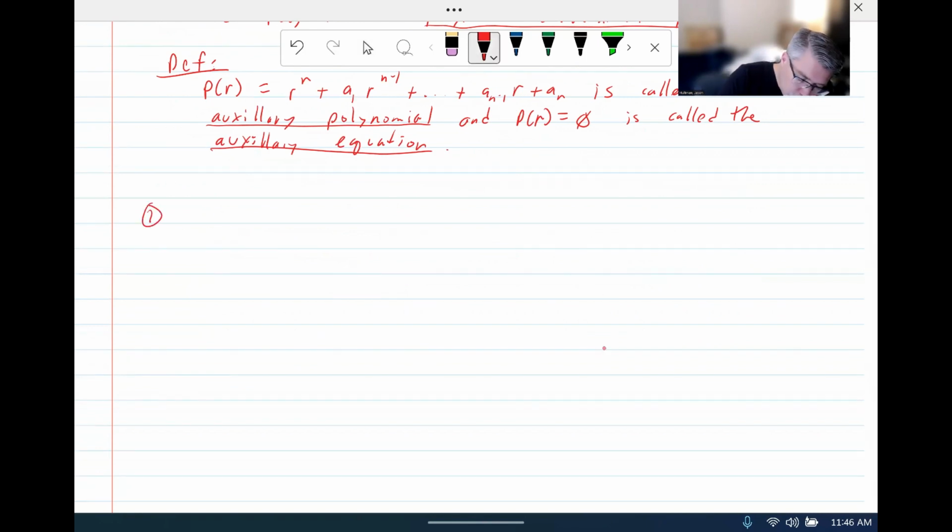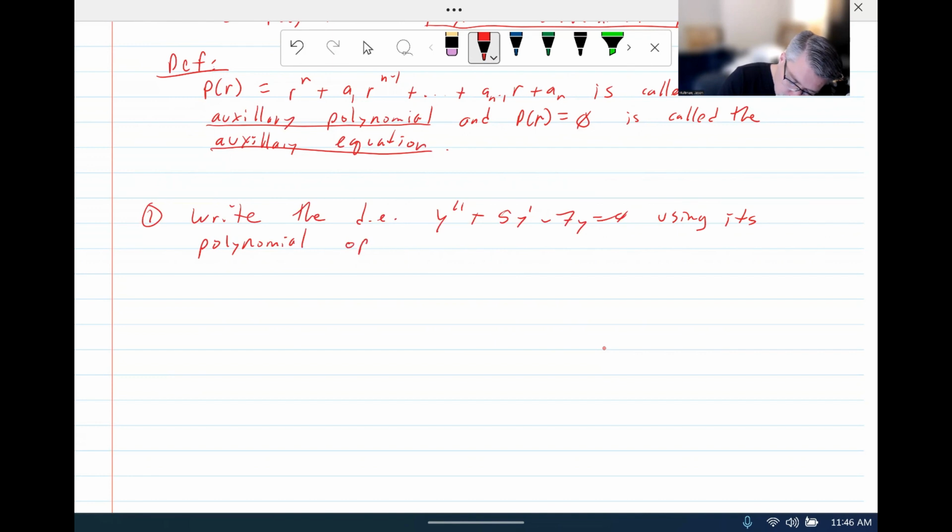Okay, so let's do an example. Example 1, right? Write the differential equation y double prime plus 5y prime minus 7y equal to 0 using its polynomial operator and determine its polynomial, its auxiliary equation.